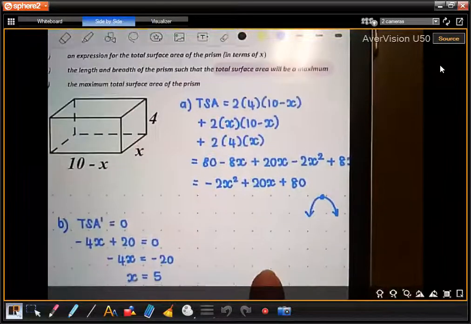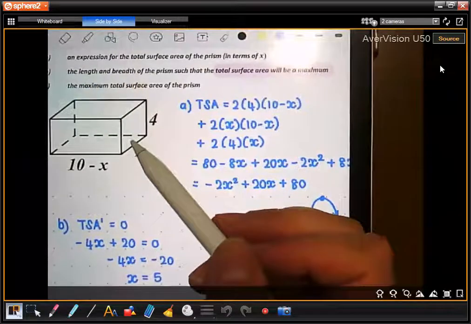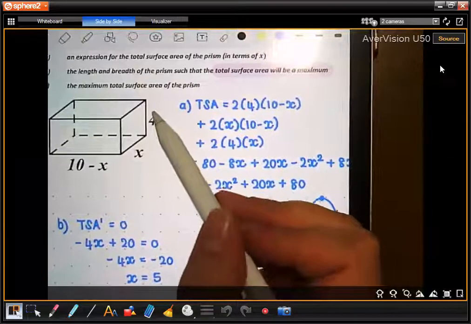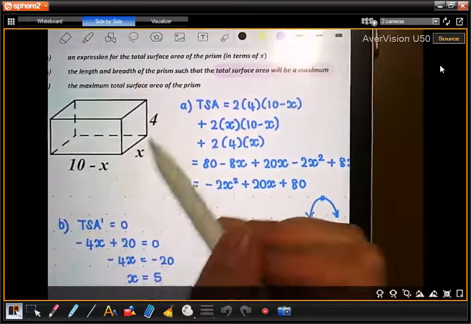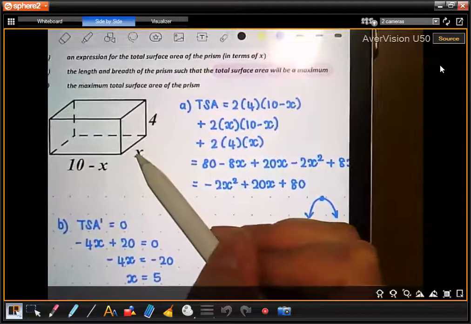Not x. In B, they're asking for the length and breadth. Why are they not asking for the height? The height is 4. That one they've actually given first. So they want these two dimensions. They want the value of the length and then the value of the breadth as well.